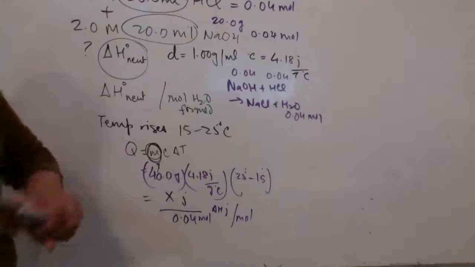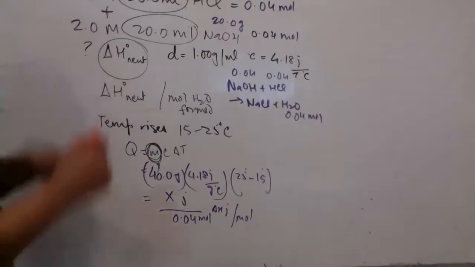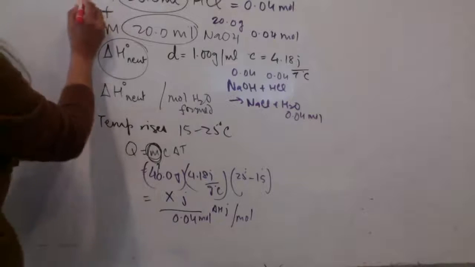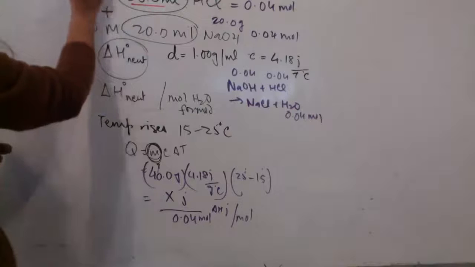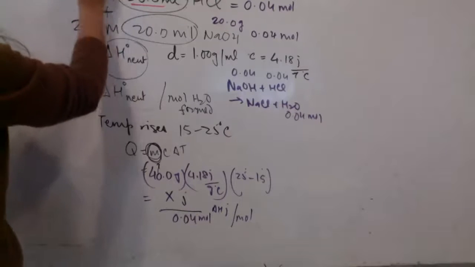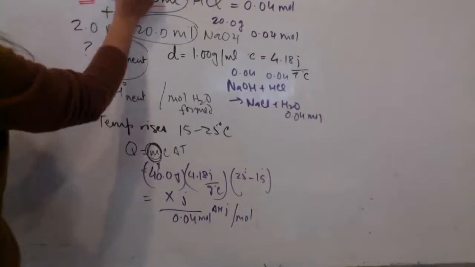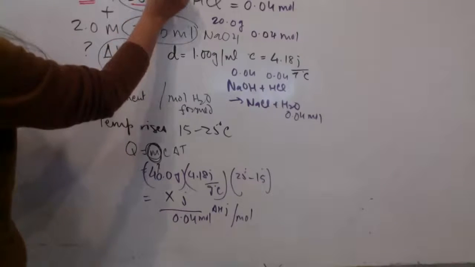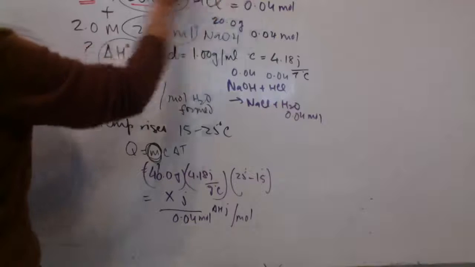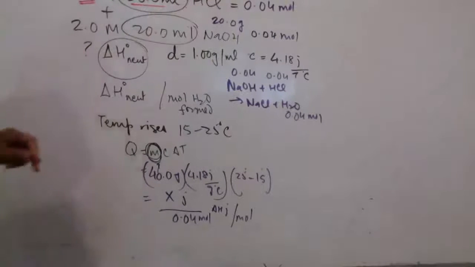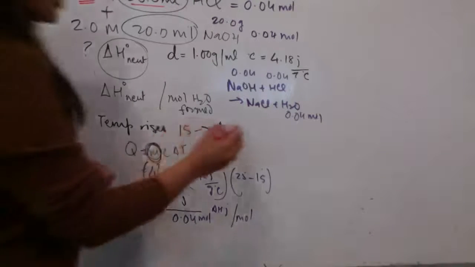A commonly made mistake, guys, is this. Kids multiply 2 by 0.020, molarity times volume. They get 0.04 moles, and then they use the molar mass of HCl to convert it to grams. No. Why not? Let's look at it.